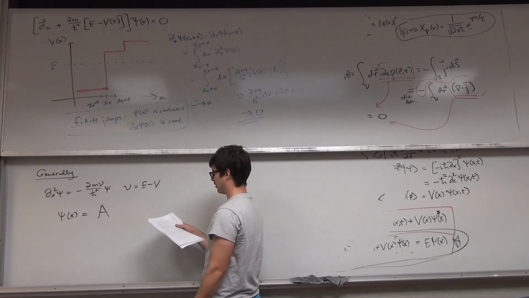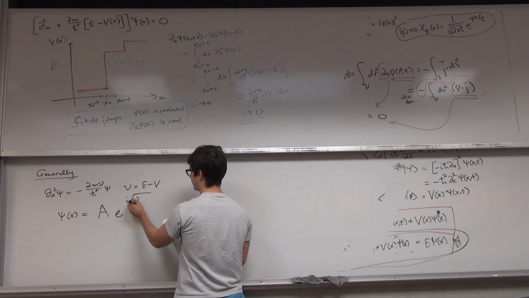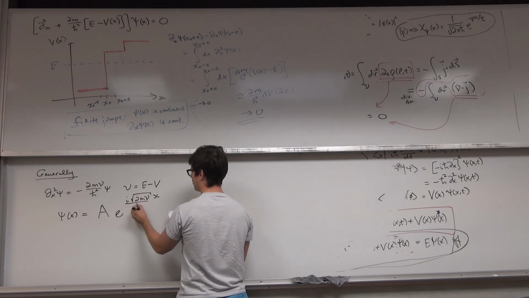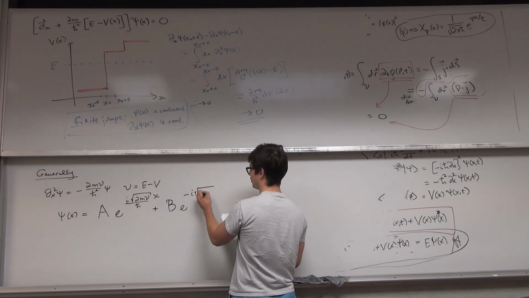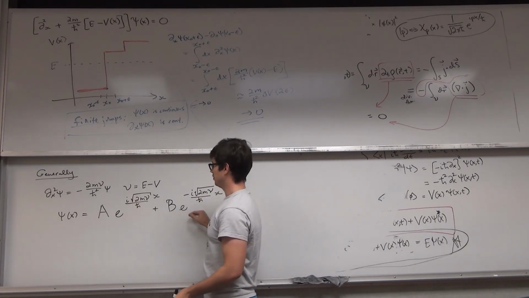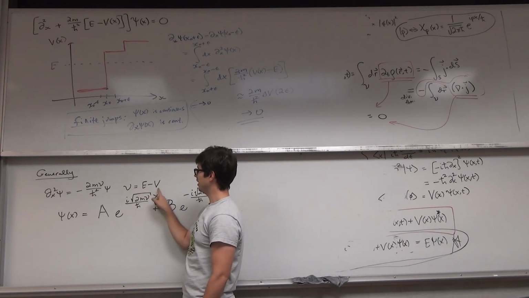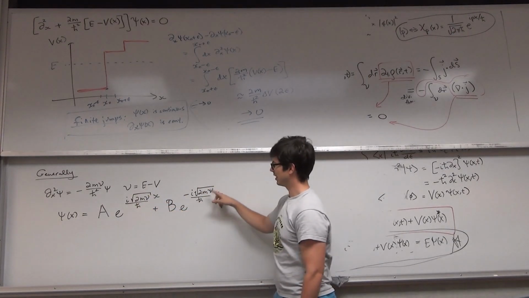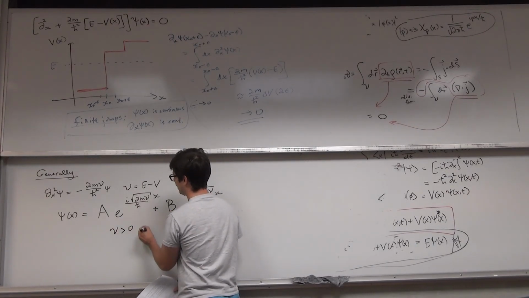So there's going to be some coefficient A times e to the i square root of 2m nu over h bar times x, plus B e to the minus i square root of 2m nu over h bar times x. This is the general solution. So if nu is positive, if E is bigger than V, these give you oscillations, right? Because it's e to the ix plus e to the minus ix. If nu is bigger than 0, you get oscillations.